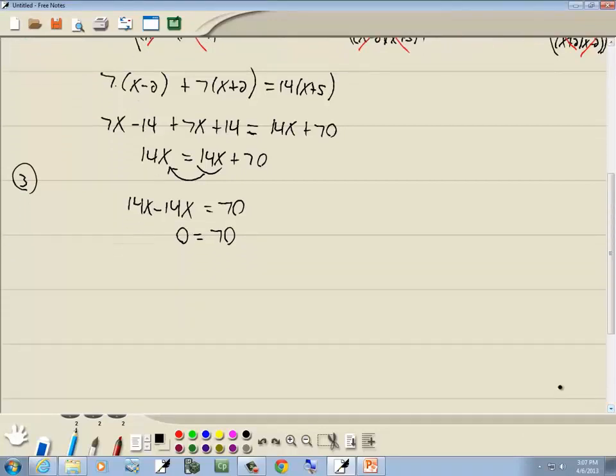Now notice our x disappeared completely. We were solving for x and it just disappeared. Well, the question is, when is 0 equal to 70? And it never is. So this one is a no solution. Now if you'd come up with something that's always true, like 70 is equal to 70, then it'd be an infinite number of solutions. Infinite number of answers.